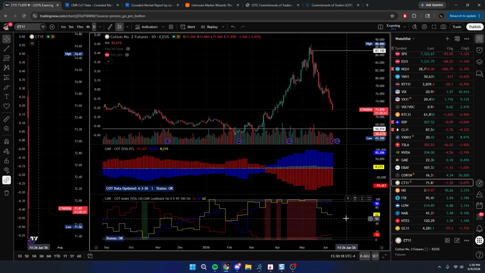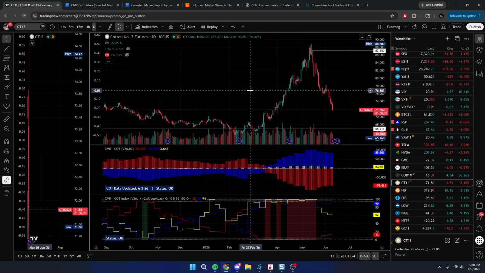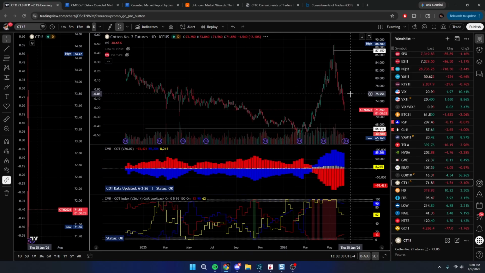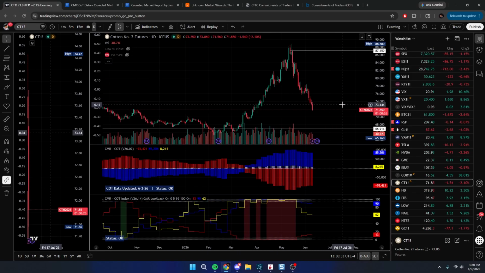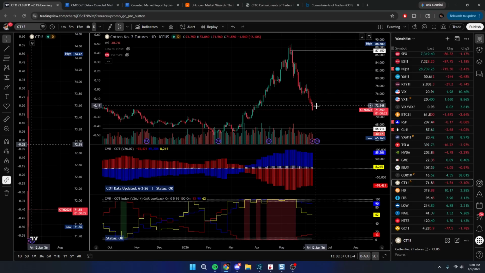Does that mean cotton has to stop falling at that point? No, but in his eyes, the risk and reward is a little bit different because the trade is simply not as crowded as it was before, hence the name Crowded Market Report. But other than that, this trade has been really good for us, for the whole community. I just want to share this with you guys.